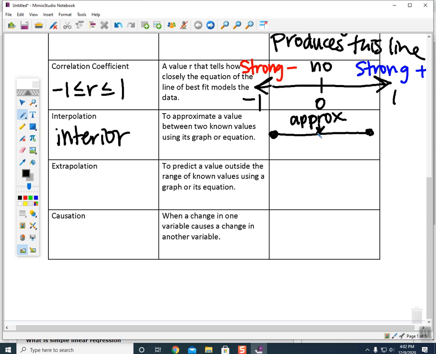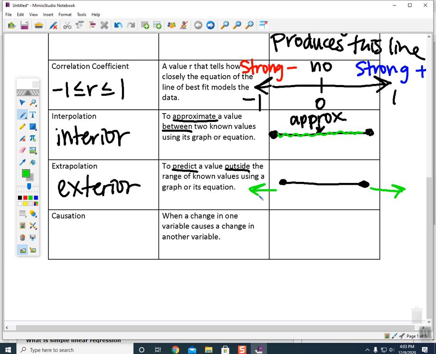I'm going to guess or estimate what's happening in between those 2 points. On the other hand, extrapolation, so between is the important one here. Extrapolation, we think of exterior, outside. So extrapolation is when we predict a value that is outside of the range. So if I had the same line here, what extrapolation does, I'm going to color this in, so I'm approximating in the middle. Extrapolation, I want to know what's happening outside of this interval. And so that is what we would predict what's happening.